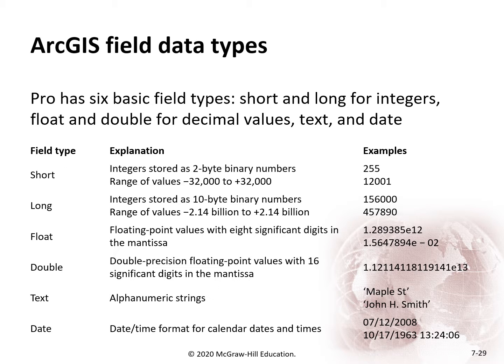Okay, when I said some of the fields that you need to pay attention to, this is one of them. Pro has 6 basic field types: short and long for integers, float and double for decimals, text and date. Here's a list of the fields. There's the explanation of what they're for, and then it gives you some examples of the kind of values and entries that you can have. This is what you need to sort of commit to memory and be willing to look at when you're trying to select what type of field you want to create in an attribute table.